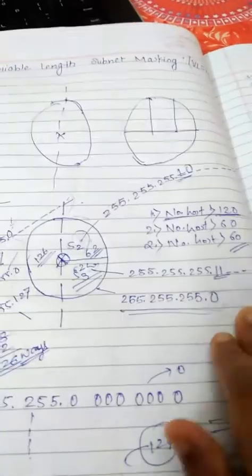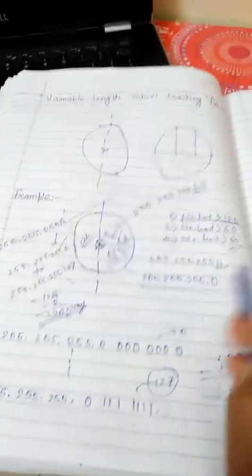You can see we got the division according to our requirement.